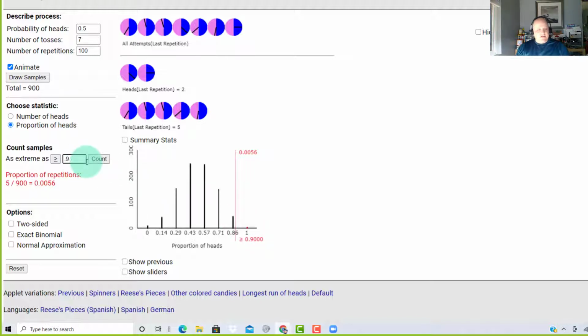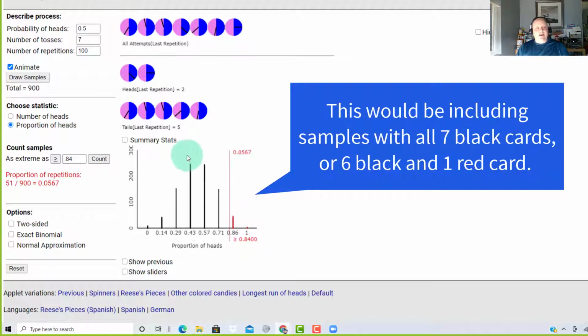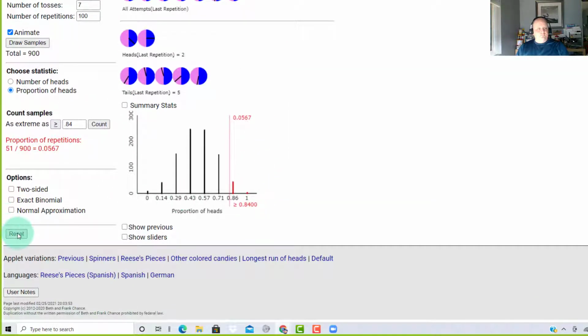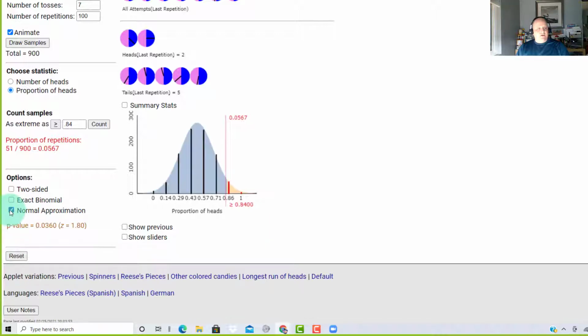You could switch this and say, let's go a little bit lower. Let's say maybe 84%. And now you'll see that the chance that we get one of these very extreme values is a little bit over 5% in our sample. Now if you come down here and click the normal approximation, it allows you to see the theoretical value. And it says even though you saw about 5% in your groupings, you should end up at about 0.036 using a z number of 1.80.